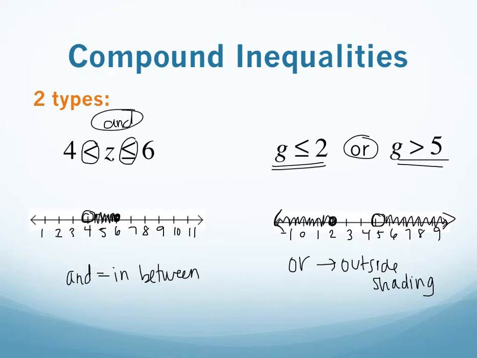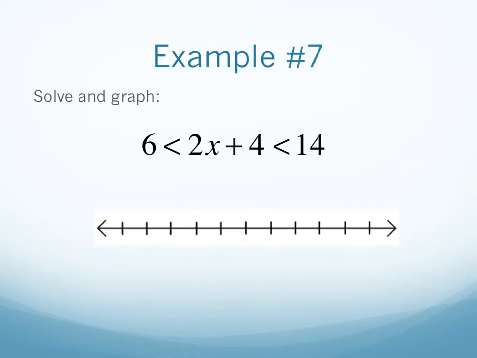Now that we've reviewed that, let's jump into some examples. Okay, so example number 7, it says solve and graph. As you will notice, we have 2 inequalities put in one. We have this inequality, we have this inequality. So this is going to be an and.